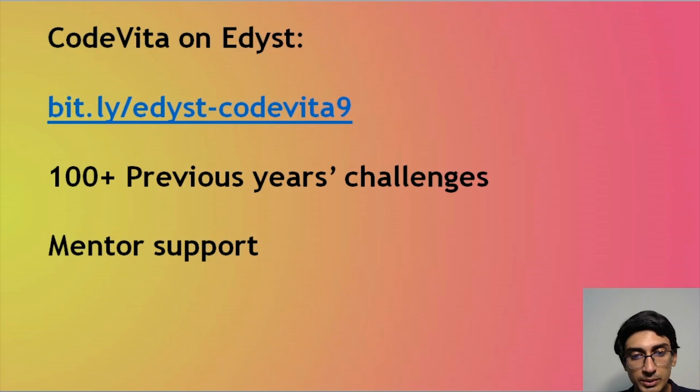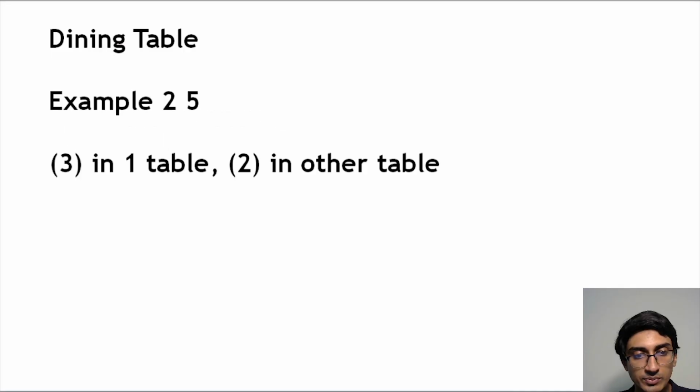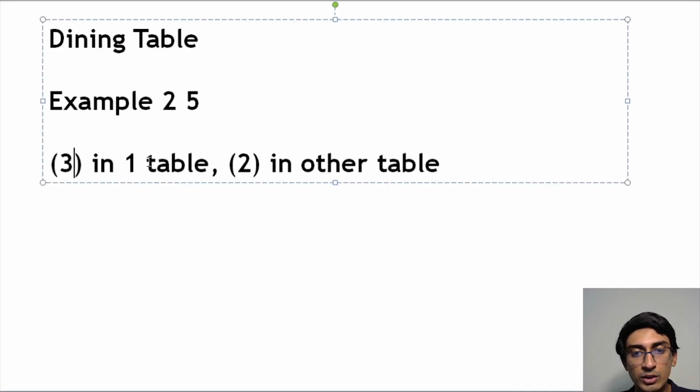So let me just bring up the slides. So let's say, for example, 2, 5, right? So what we can do is, there are 2 tables, right? And there are 5 people. We'll put 3 people in one table and 2 in the other table. Is this the only configuration possible?